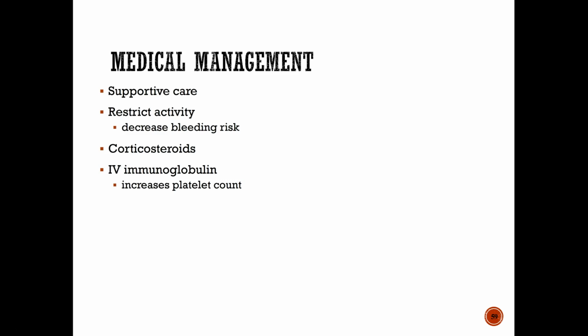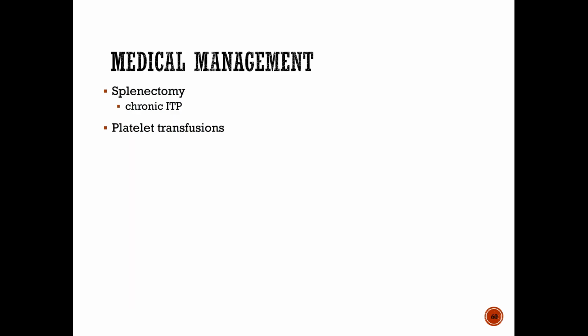We would send these children home a lot because there's not a whole lot that we can do for them except to support them and decrease their activity. You want to restrict it to make sure that they don't bleed even more. You may give corticosteroids. That reduces the rate of platelet destruction. It also reduces bleeding. You may give IV immunoglobulin, which increases the platelet count. Again, these are in severe cases, not in mild to moderate cases.